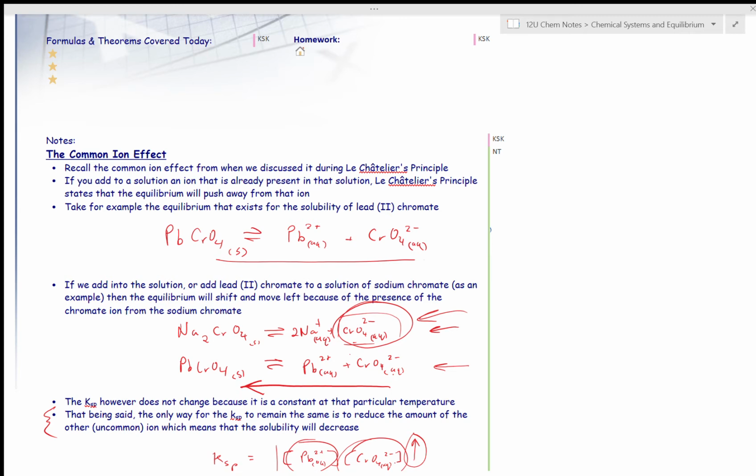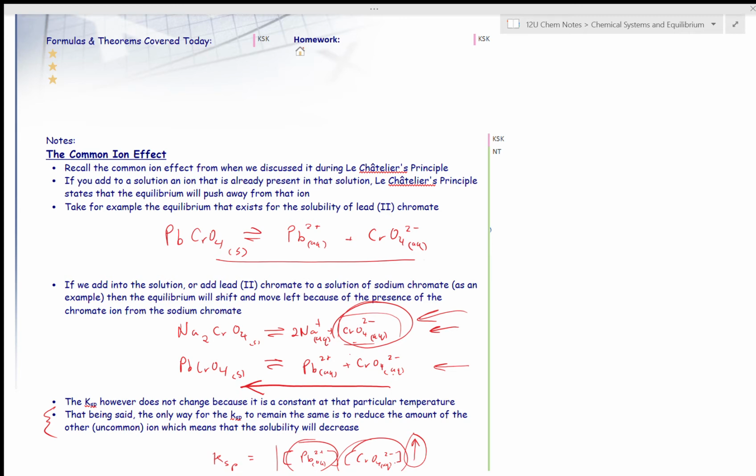So here we go. This lesson is on the common ion effect. Now I know we touched upon the common ion effect when we looked at Le Chatelier's principle. That was a qualitative method of having a common ion, but now we're moving to a quantitative method, which is the calculations that we're going to be looking at with respect to the common ion.